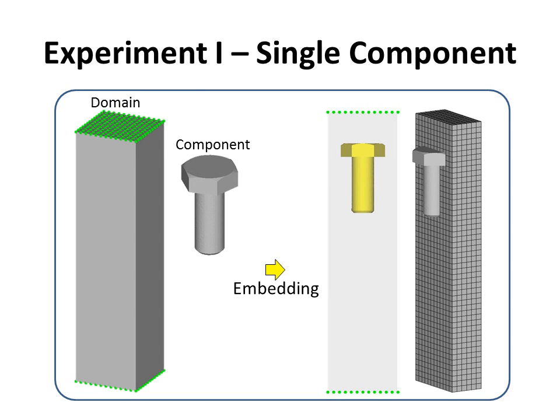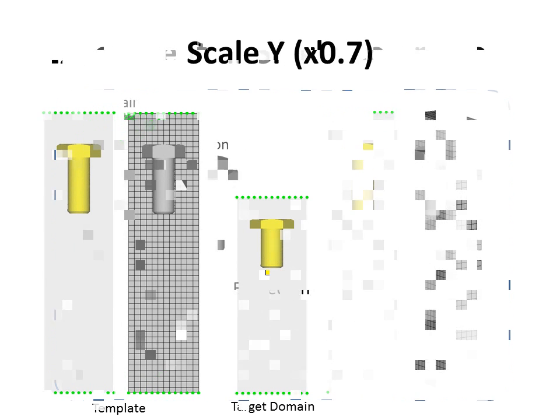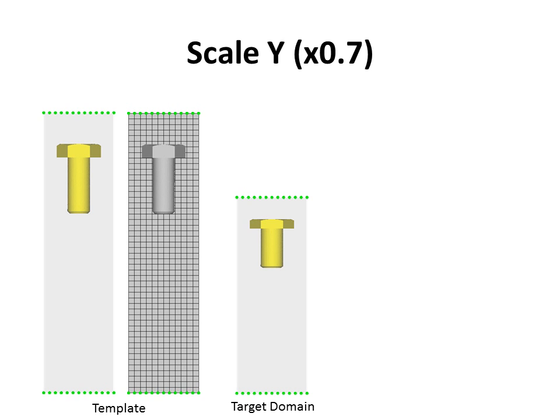The functionality of the framework is demonstrated by 3 experiments. First, a standardized component is embedded in the domain. This is to test if the optimization can converge. The domain is scaled down in y direction to be the target domain. The component is deformed together with the domain, and it should be returned to its original shape.